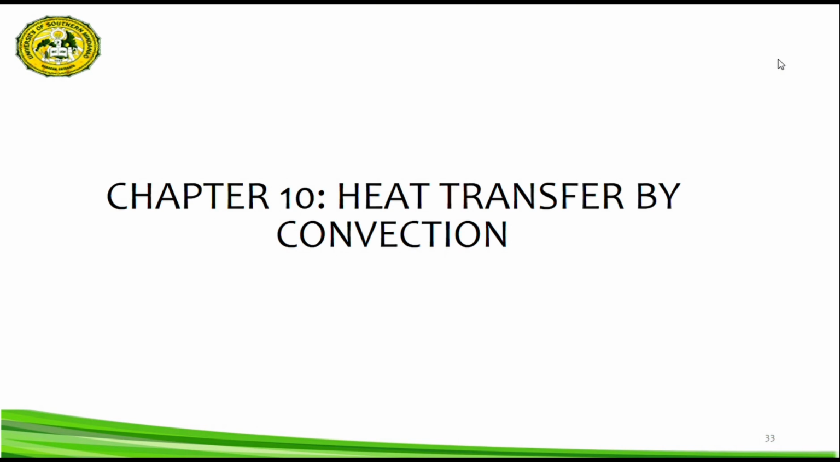In this video we're going to tackle chapter 10, heat transfer by convection. Heat transfer by convection is the mode of energy transfer between a solid surface and the adjacent liquid or gas that is in motion. It involves the combined effects of conduction and fluid motion.